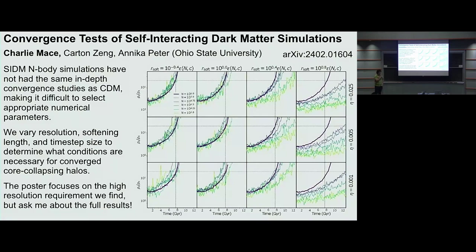So recently, and in the poster I brought here, we've been working on convergence testing for these simulations, testing a few numerical parameters, like the number of particles, the softening length, and the time step size. Our poster focuses on the, for us, startlingly high resolution requirements we found for core collapse. But here's a very small sample of our full data set. Talk to me or check out the paper if you want to hear about the rest of our results. Thank you.